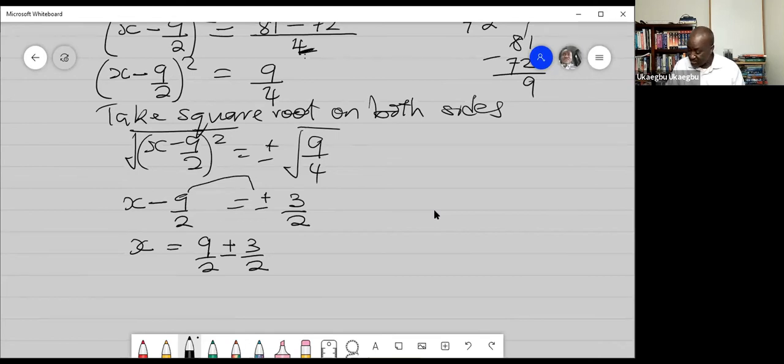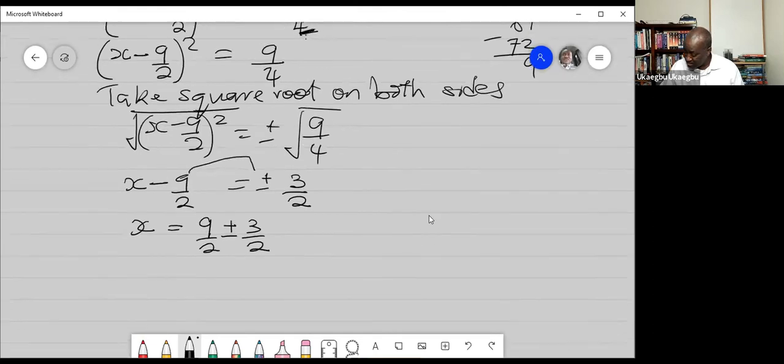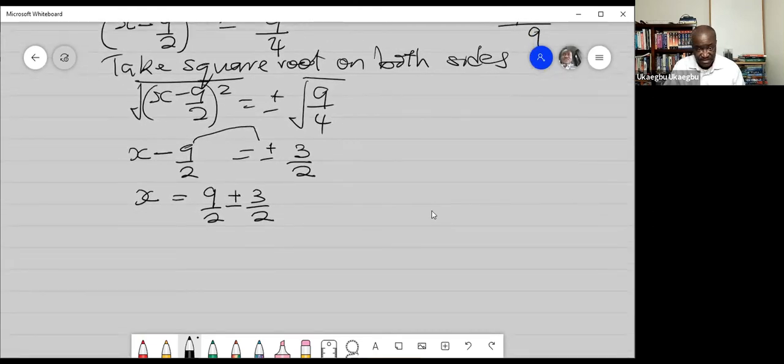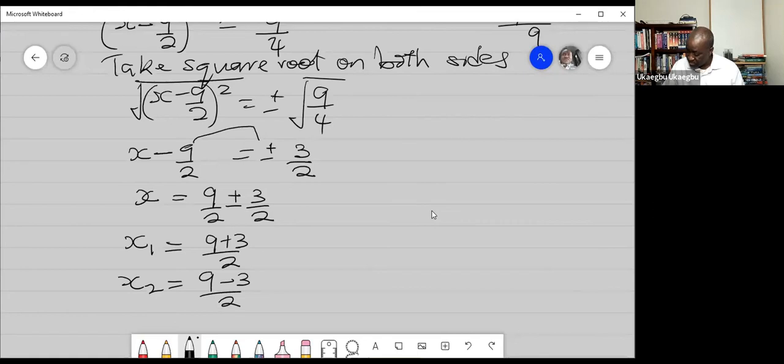Now you can see that it has the same denominator. So your solution is going to be x1 equals 9 plus 3 over 2, and x2 equals 9 minus 3 over 2. So x1 will give you 12/2, which is 6. x2 is going to give us 6/2, which is 3.